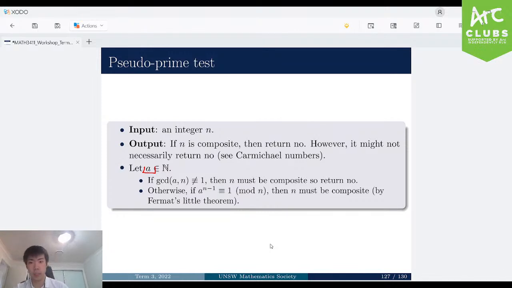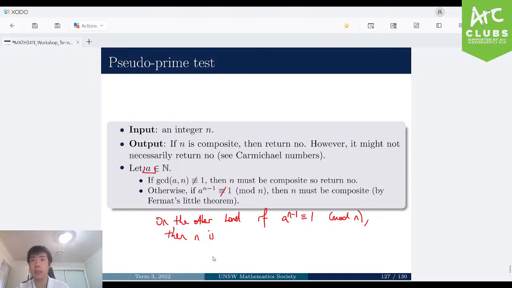Yep. So this is a slight error. It should be: if a to the power of n minus 1 is not congruent to 1, then n is composite. On the other hand, if a to the power of n minus 1 is congruent to 1 mod n, then n is possibly prime. Yeah, then n is possibly prime. Okay, and we call it a pseudo prime.